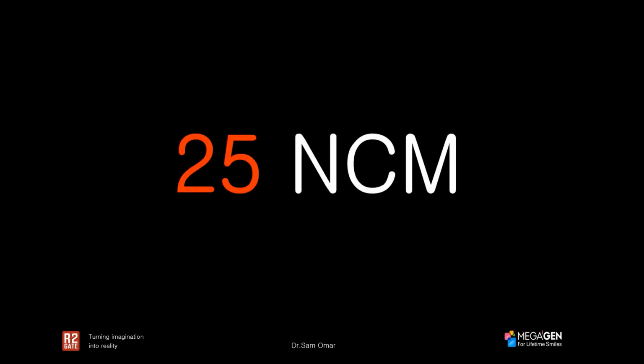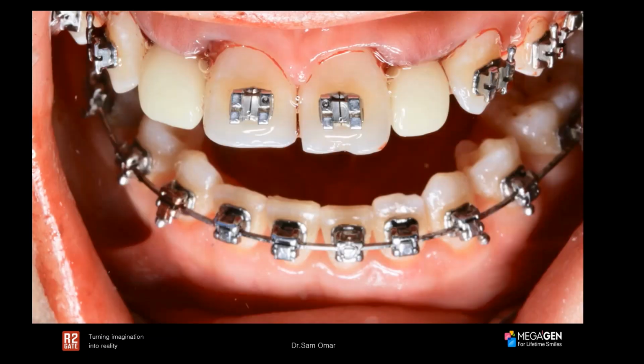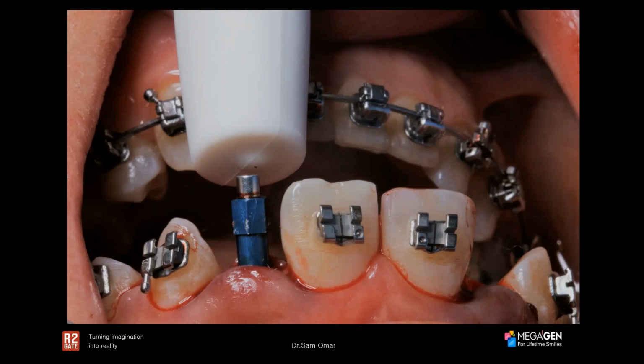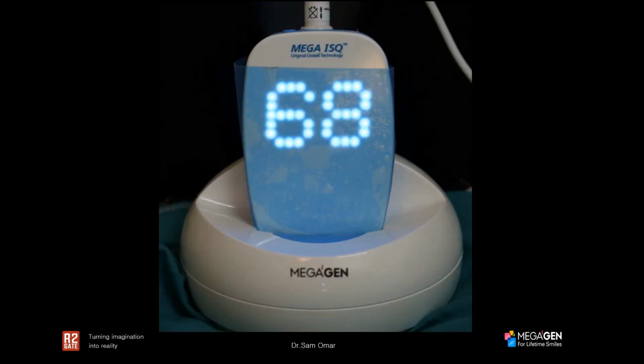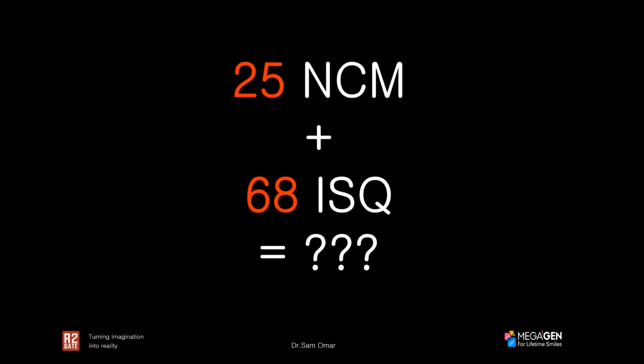So we placed the implants with only 25 Newton centimeter in this case. In this case, I was really excited to know how the restoration would look on the patient's face. So we tried it, and obviously everything looked pretty good. But then I remembered that we also need to measure ISQ. And when we measured ISQ, I found that I got only 68 ISQ in this case. So now, if I got only 25 Newton centimeter and 68 ISQ, would that be enough for me to actually load the implants immediately?